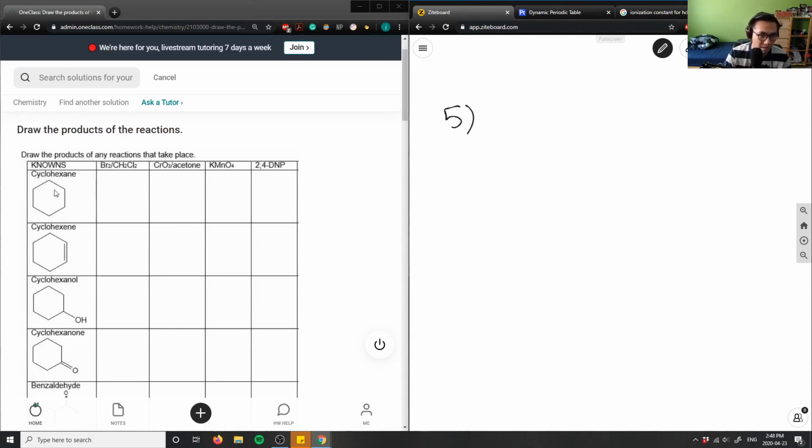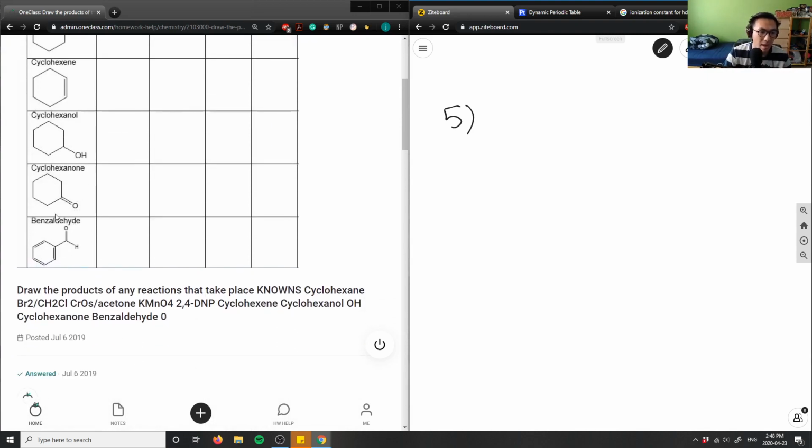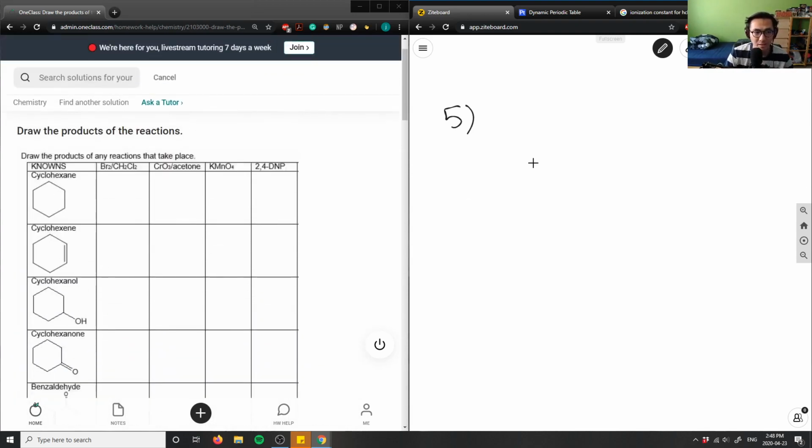So I have cyclohexane, cyclohexene, cyclohexanol, cyclohexanone, and benzaldehyde here, and I'm reacting them with Br2 in dichloromethane. This would be a bromination of cyclohexane, but it's under CH2Cl2. The dichloromethane is simply a polar solvent for my bromine. In this case, it's not going to react because I have an alkane group.